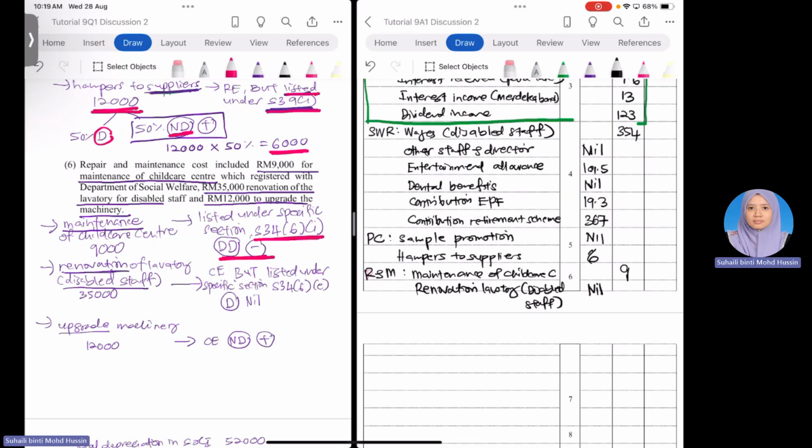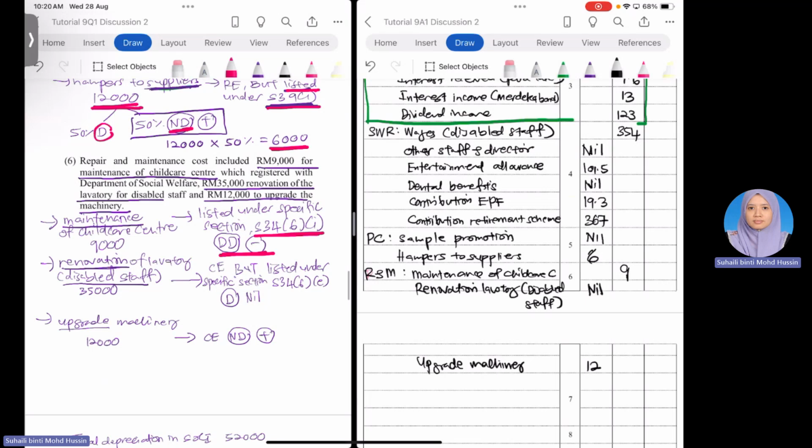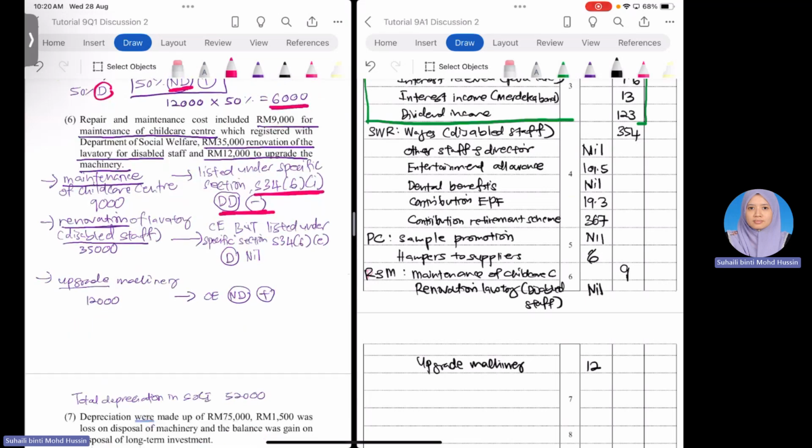Okay, and then another item, number 6, is upgrading the asset machinery. Upgrade of machinery is totally capital expenditure and not listed in any specific section. So we can conclude that this amount is not allowed for deduction, and we add back 12,000 ringgit. In SOCI you already deducted 12,000, but in the tax computation it is not allowed for deduction, so add back 12,000 ringgit.